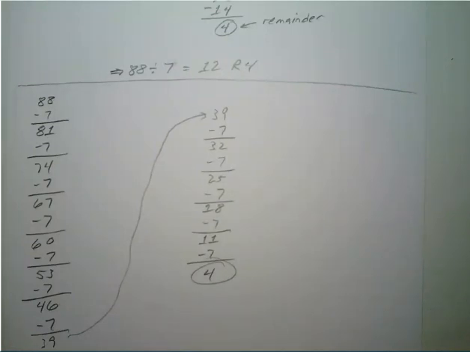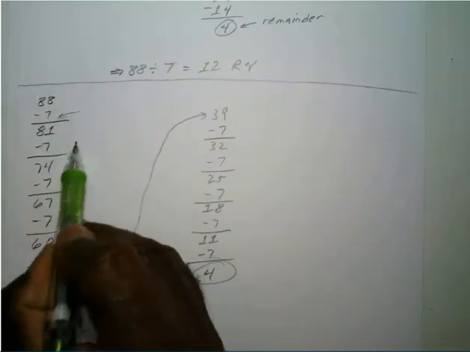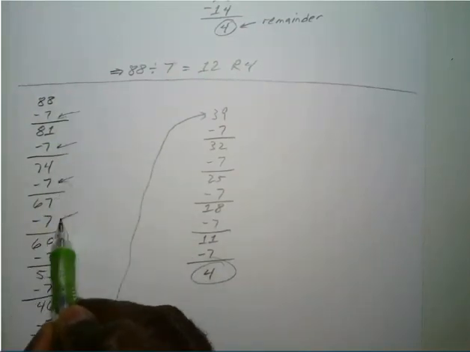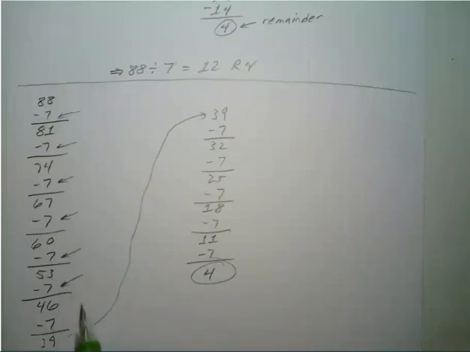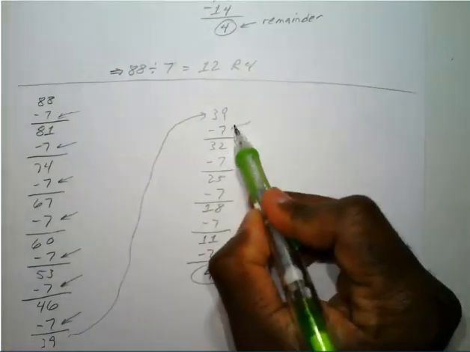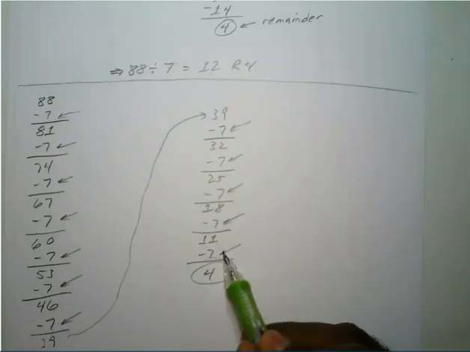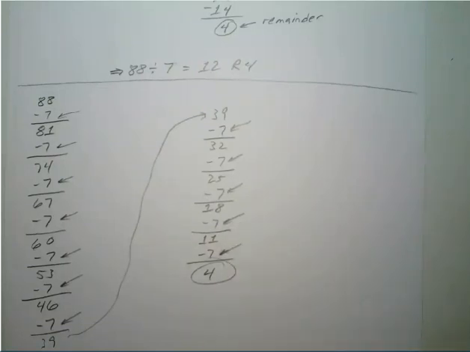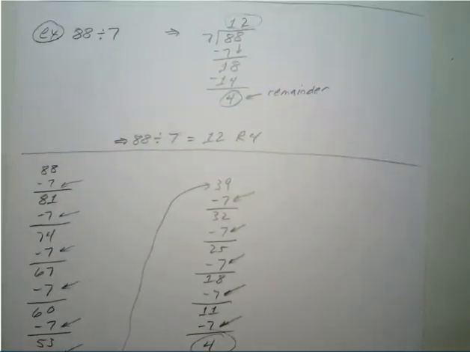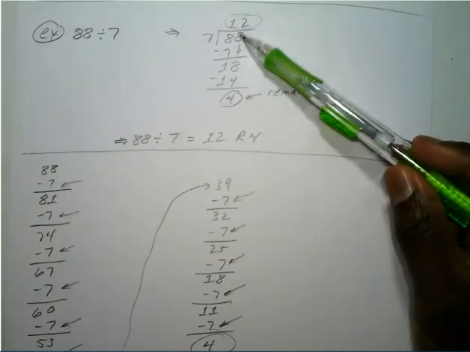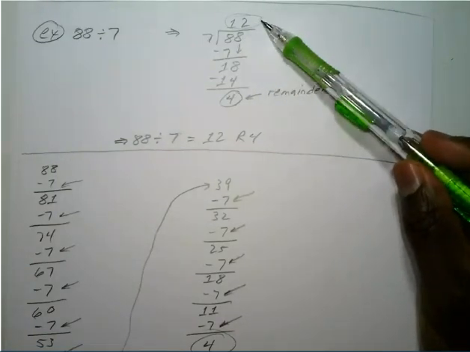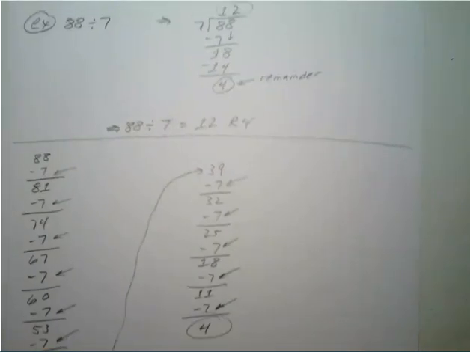Okay. Now, if you look at it, how many times were we able to subtract 7? 1, 2, 3, 4, 5, 6, 7, 8, 9, 10, 11, 12. Okay. We were able to subtract 7 12 times until we ended up with a remainder of 4, which ironically means 88 divided by 7 is 12 with a remainder of 4.